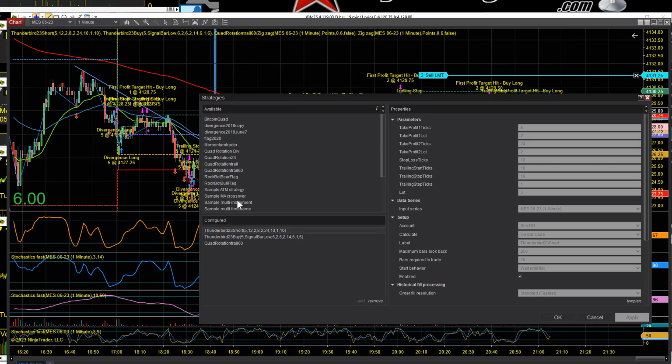We have the quad rotation, we have the divergences. I have a bull and bear flag, which is our special flag technique. So yeah, we have the long short divergence, long short flag, and the quad rotation. That's the scripts you get.